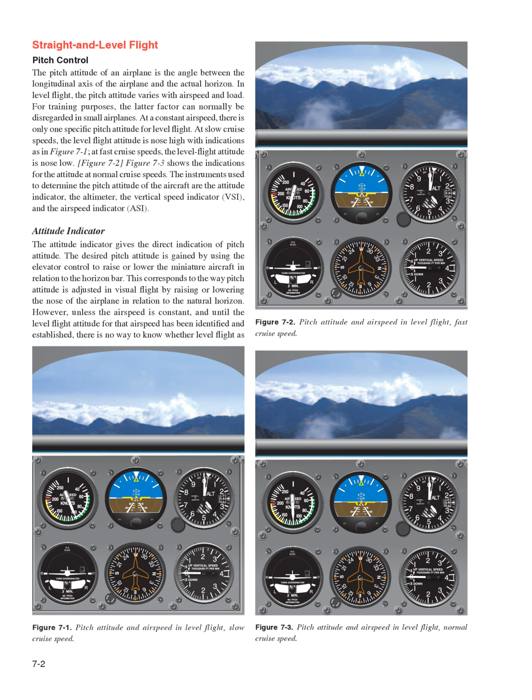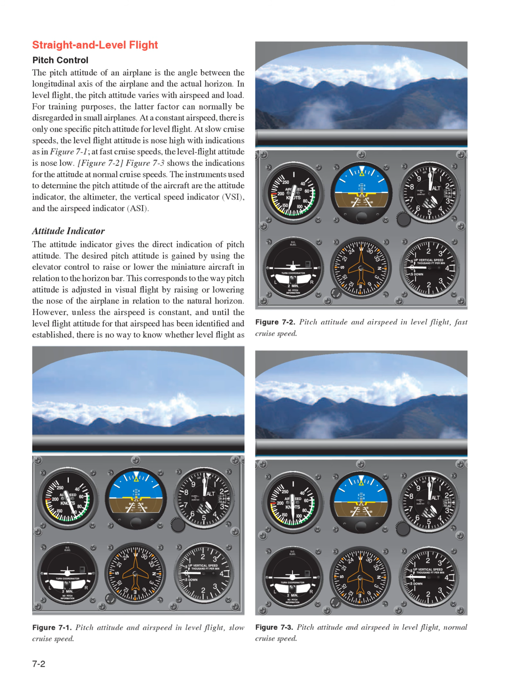Attitude indicator. The attitude indicator gives the direct indication of pitch attitude. The desired pitch attitude is gained by using the elevator control to raise or lower the miniature aircraft in relation to the horizon bar. This corresponds to the way pitch attitude is adjusted in visual flight by raising or lowering the nose of the airplane in relation to the natural horizon.